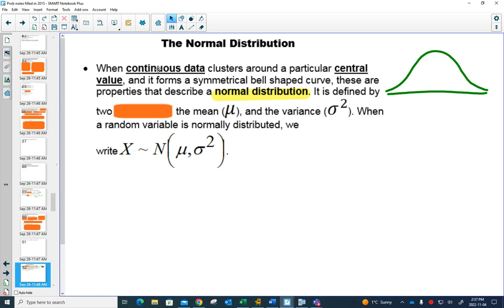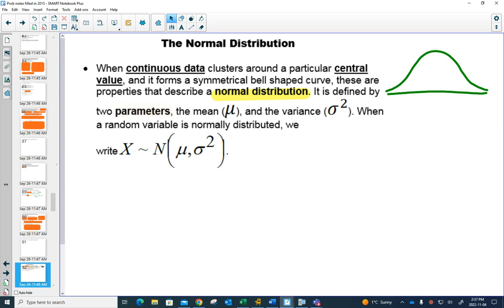Now, binomial distributions had a certain number of trials, and those trials had certain values that could be included and certain values that couldn't be. That would be considered discrete data. But when you have continuous data where everything is allowed, and it happens to cluster around the average or the central value or the mean, it makes a nice bell curve, and it's called a normal distribution.